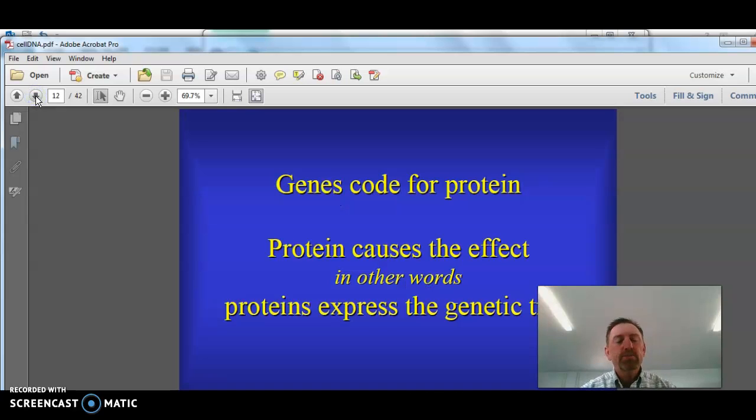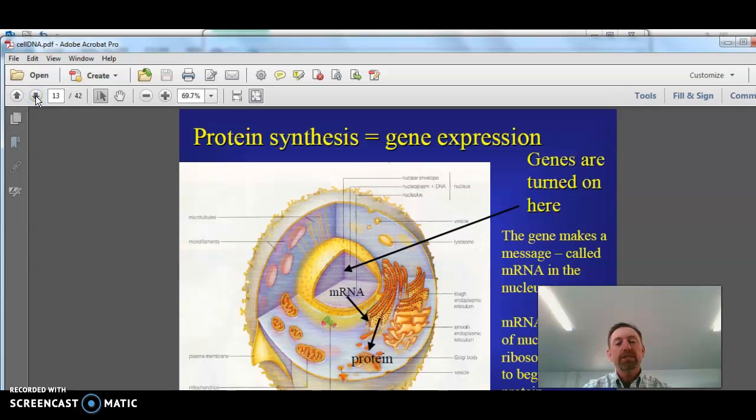Just the basics, right? Genes code for proteins. Proteins are cause and effect. So proteins express our genetics. So our DNA sends out the messenger RNA strand. Our ribosome attaches to it. It reads it. It decodes it in a group of amino acids, which then get to go to the endoplasmic reticulum. So protein synthesis.